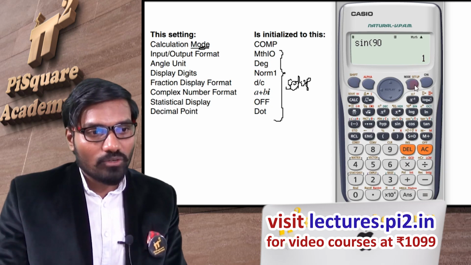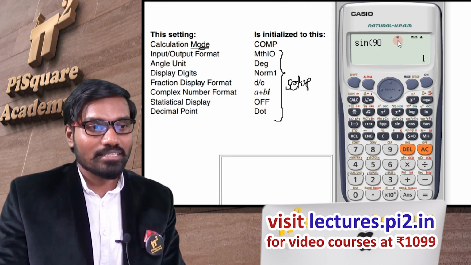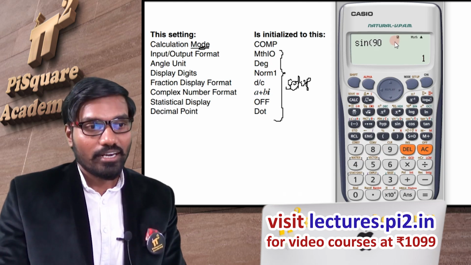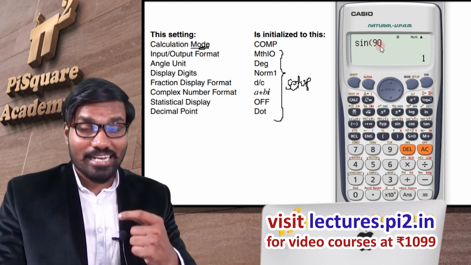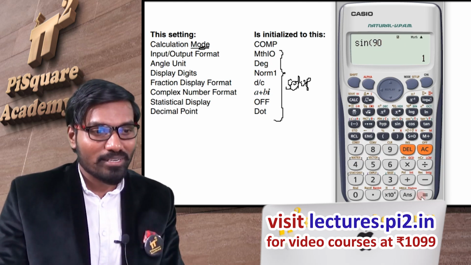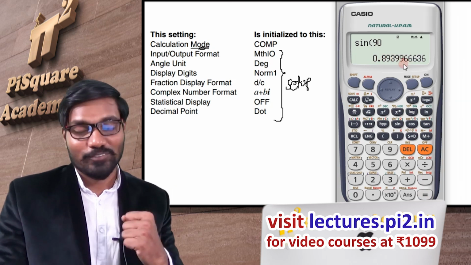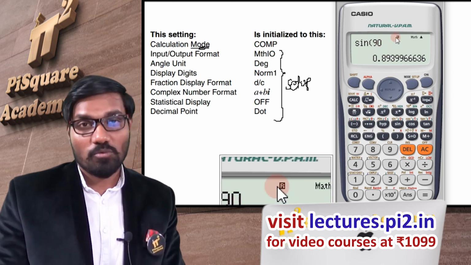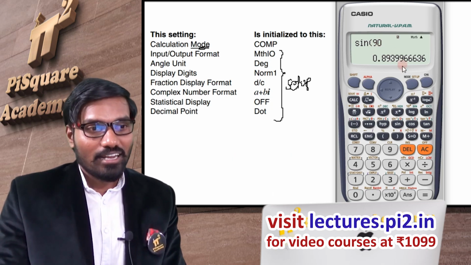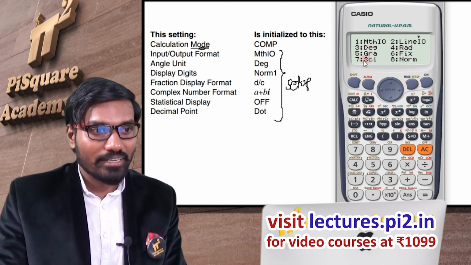Suppose if I change the calculator mode to radian, this is in radian now, calculator is in radian. Now by default this 90 will be taken as radians. Now if I press equal to, see here, 0.89399, because this 90 is now in radian mode. Okay. Similarly, you can go for gradient also.